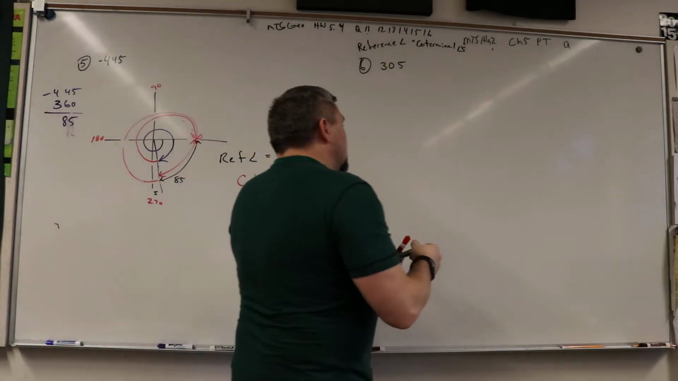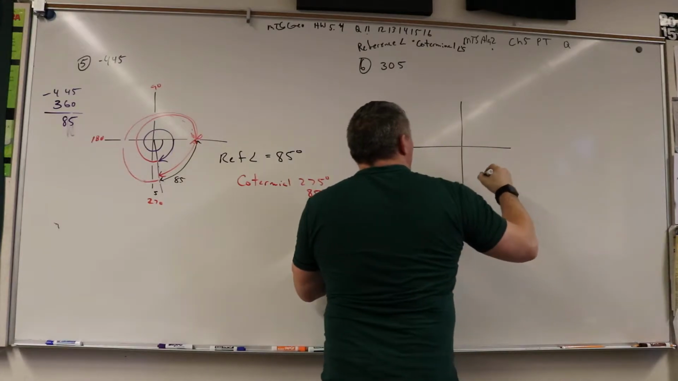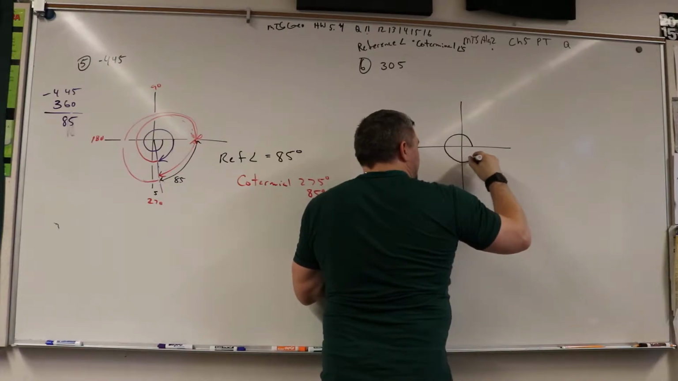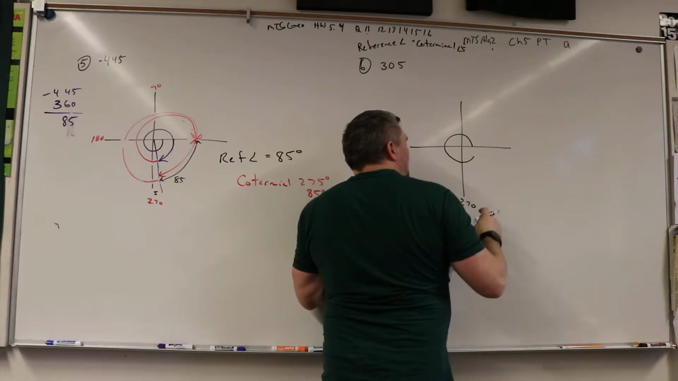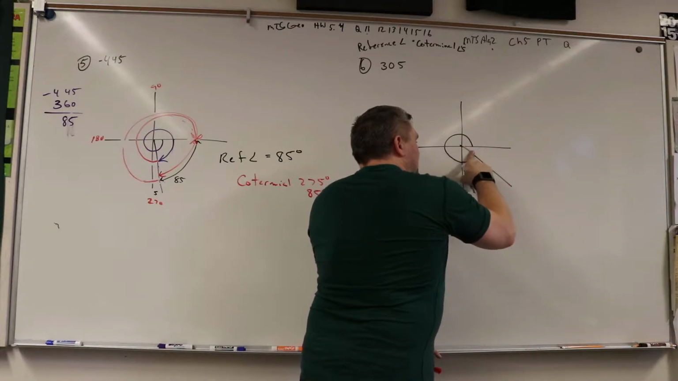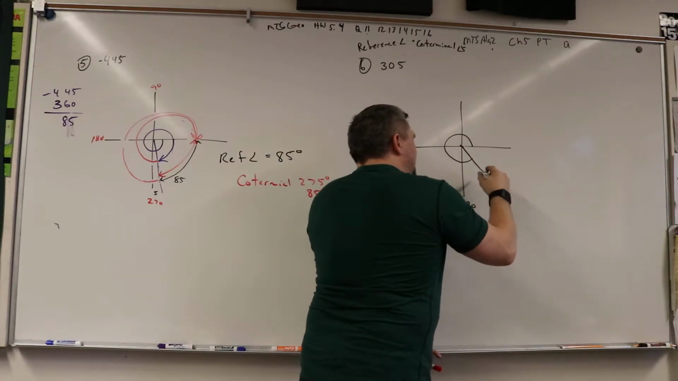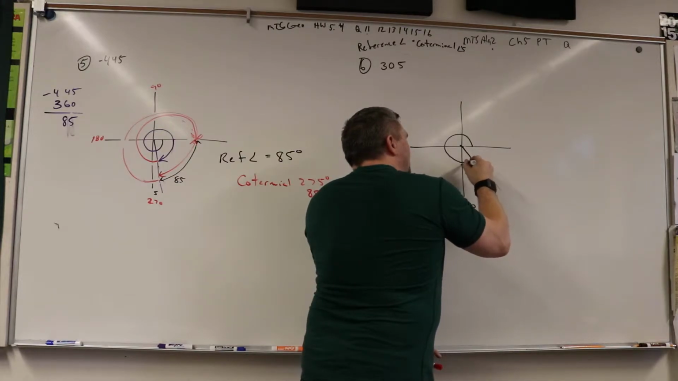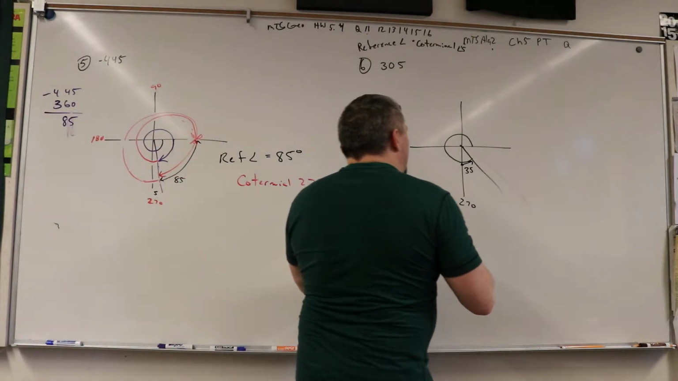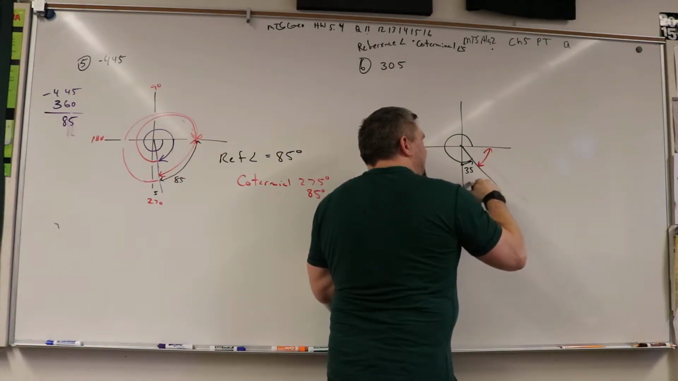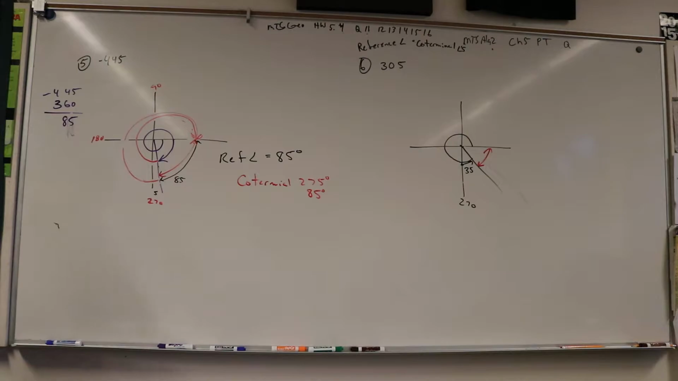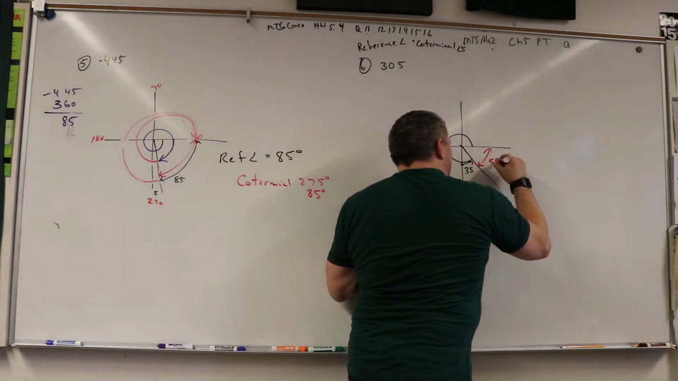So let's look at this one. 305. 305 is positive, so it's going up. But it's not 360. It's more than 270, right? In fact, it's 35 more, right? So how far away from this line is it? If this is 35, this has to be how much? 55. You are right.